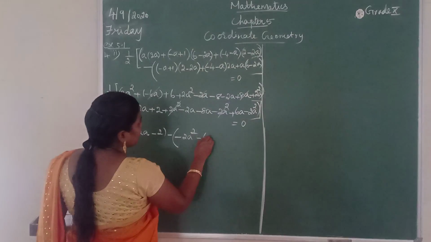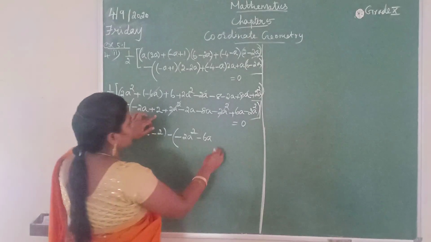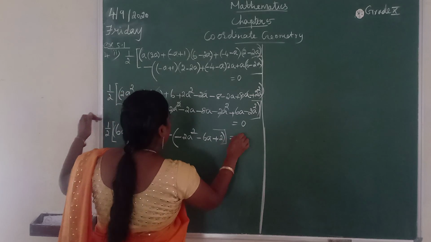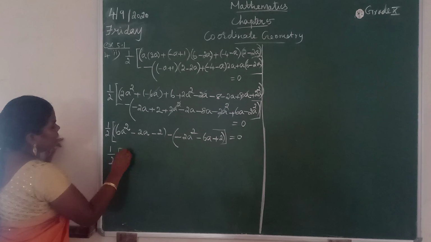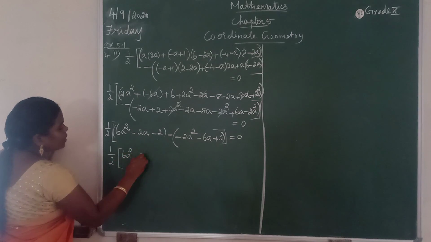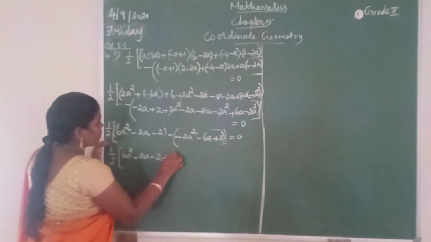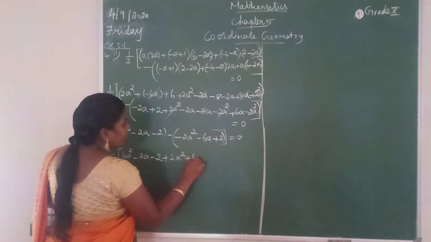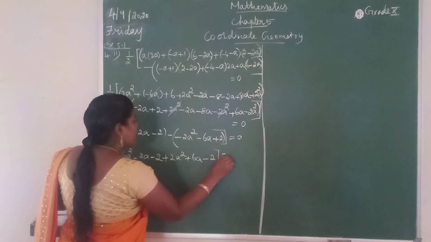Okay, minus 6a. The number term, that is 2 and only one 2 is there. Okay, so plus 2 is equal to 0. That is half into 6a square minus 2a minus 2, then minus into minus plus 2a square, minus into minus plus 6a, minus into plus minus 2 equal to 0.